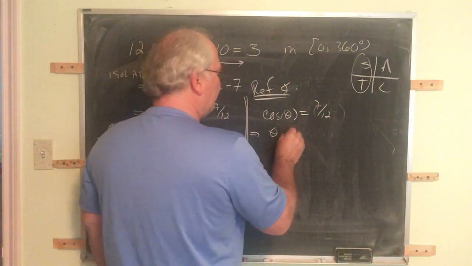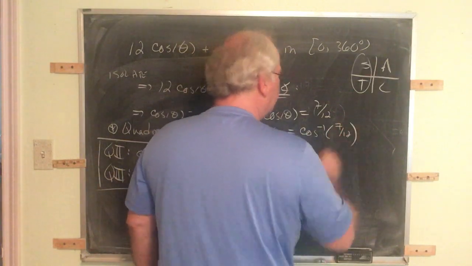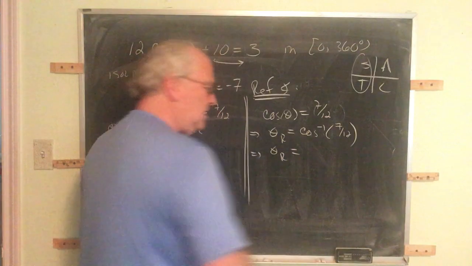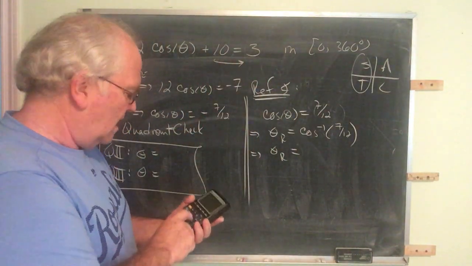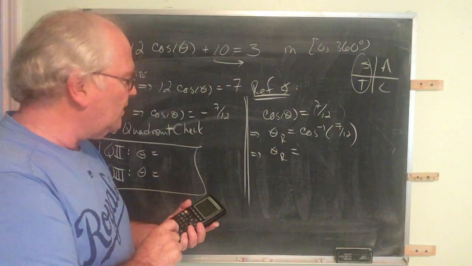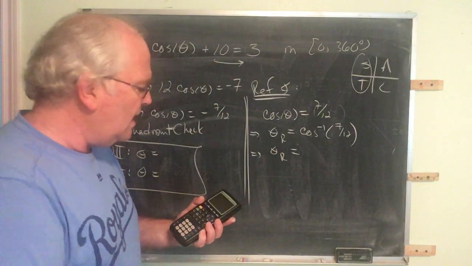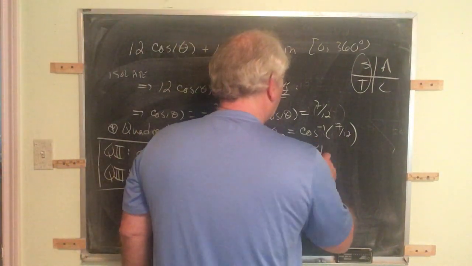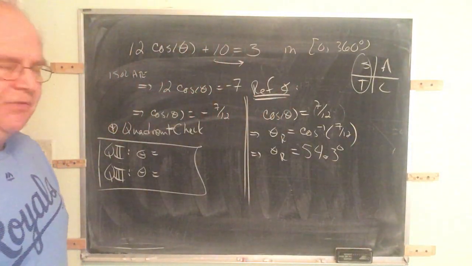So we're doing cosine theta is equal to 7/12. And so theta reference is cosine inverse of 7/12, which means theta reference is equal to, let's go to the machine. On clear, I have second function cosine inverse, and I have 7 divided by 12, close parenthesis, and I have 54.3 degrees. So my reference angle is 54.3 degrees.